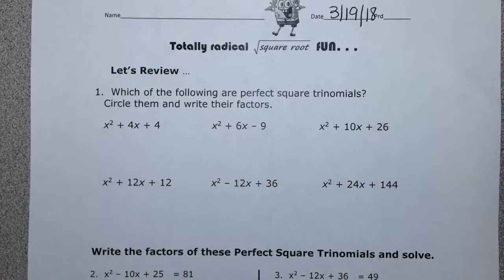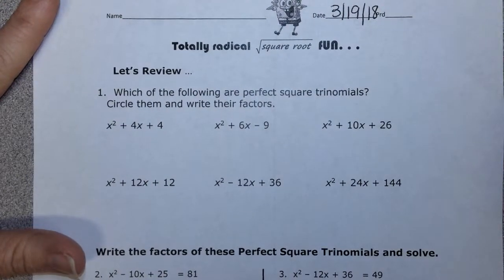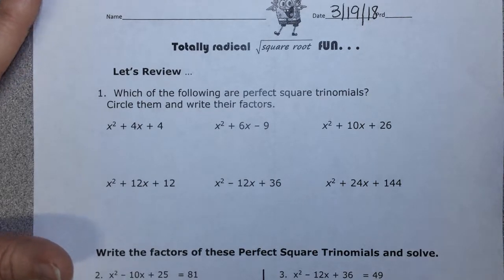Okay, so this is going to be practice for using the square root method. Starting off on number 1, it says, which of the following are perfect square trinomials? It wants us to circle them and write their factors.